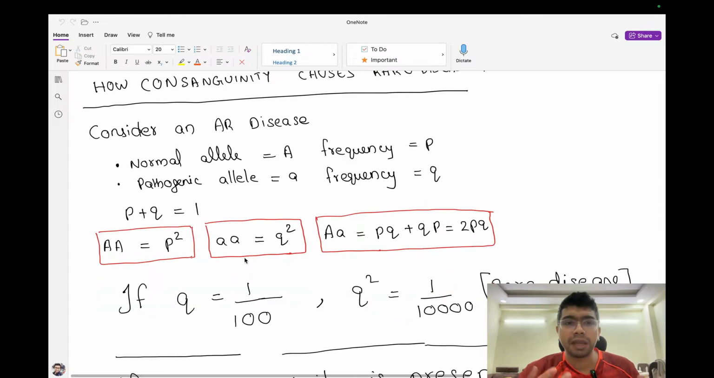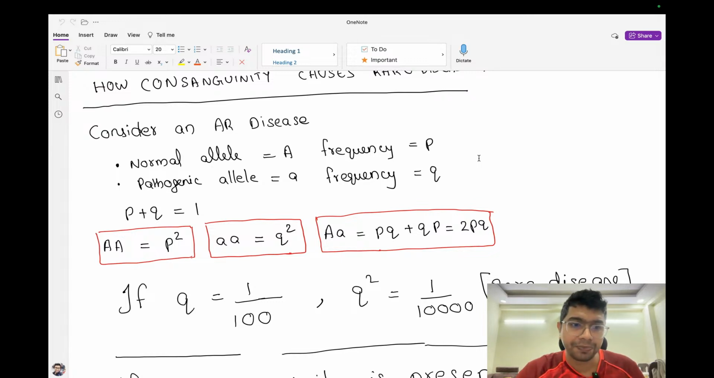So consider an autosomal recessive disorder, for example, phenylketonuria, cystic fibrosis, or any other enzyme deficiency, methylmalonic acidemia for that matter. Suppose the normal allele is capital A and the pathogenic allele is small a. The frequency of capital A, the wild type allele, the normal allele, is P. Frequency of the pathogenic allele is Q. Since P and Q are fractions, obviously P plus Q should be 1.